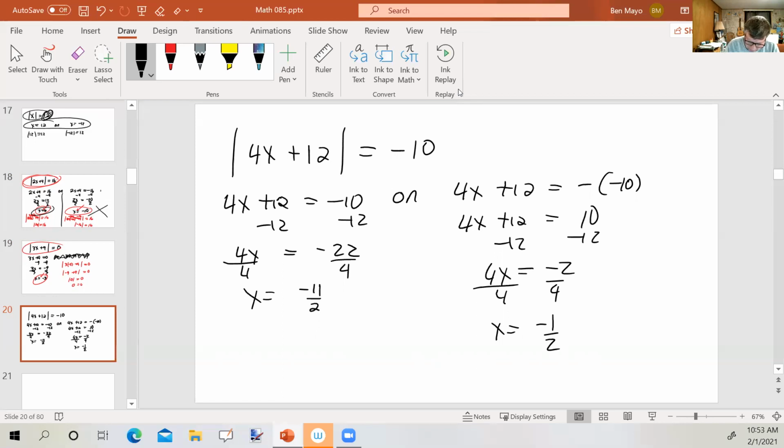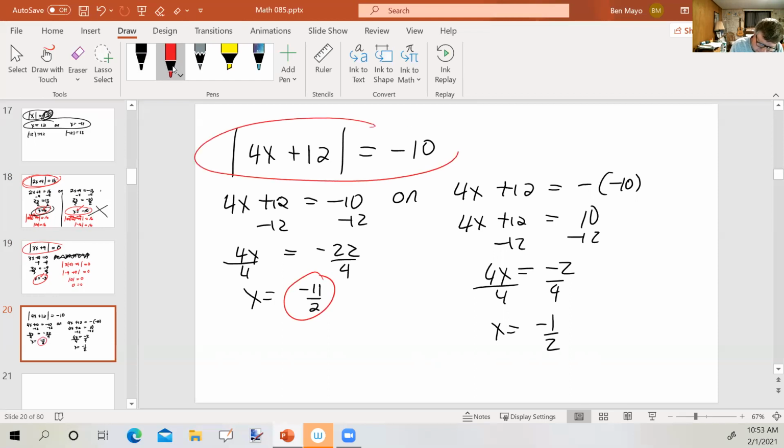Okay. Let's take the -11/2 and put that up here. So I get the absolute value of 4 times -11/2 plus 12, close it up, equals -10. 4 times -11/2, the 4 and the 2 would reduce down to 2/1. 2 times -11 is -22. -22 plus 12 is -10. So I get the absolute value of -10 equals -10.